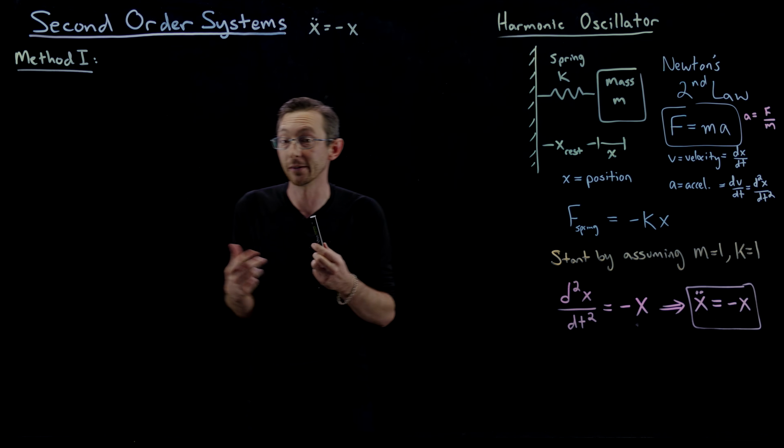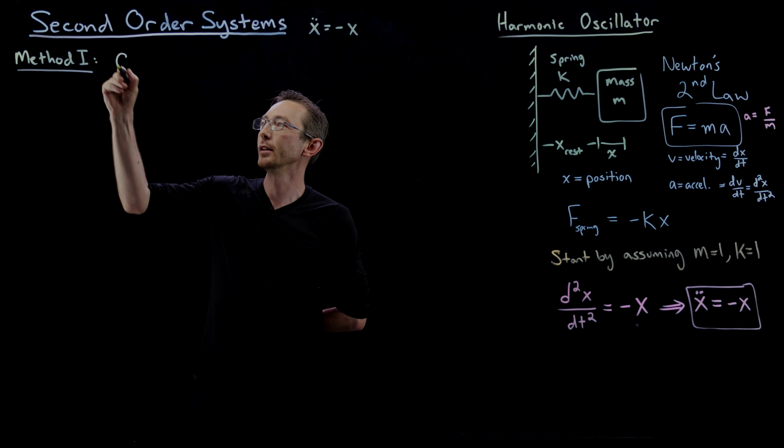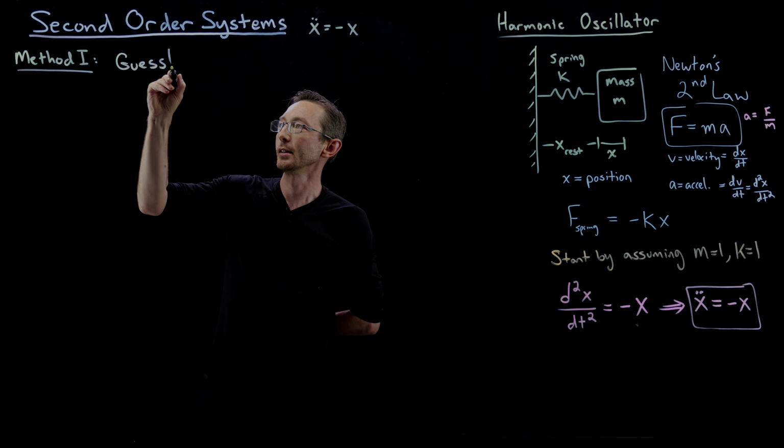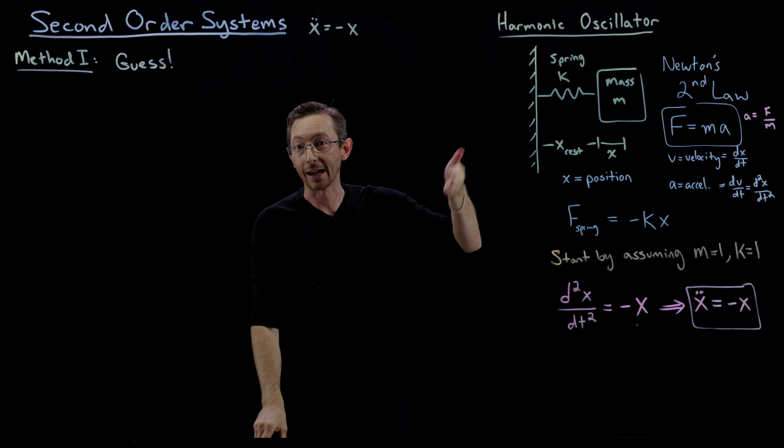It's actually very physical. This is what I call the physics solution. Method 1 is guess. Okay, so guess. And what's a pretty good guess for the function x of t?